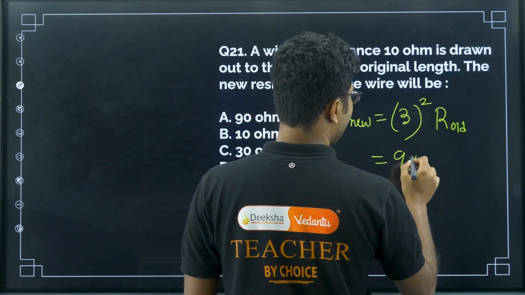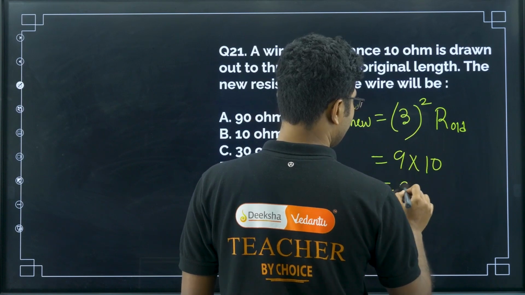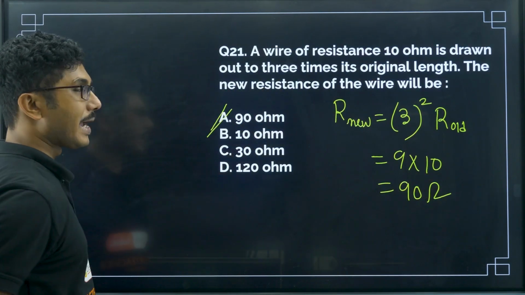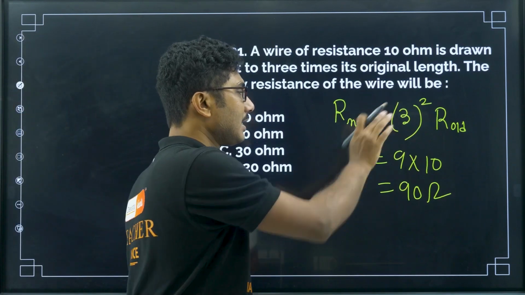So 9 times 10, that is 90 ohm. If you are still confused about how I solved this, go back and check my lecture where I have discussed this thing.